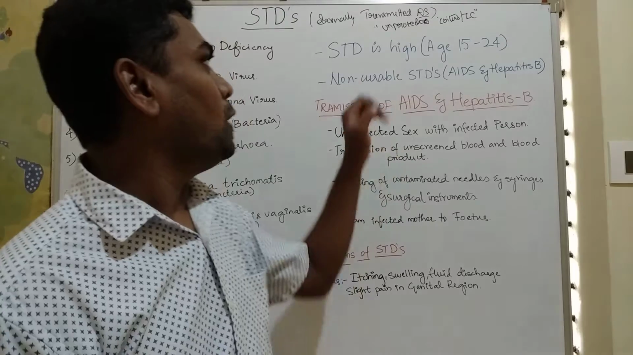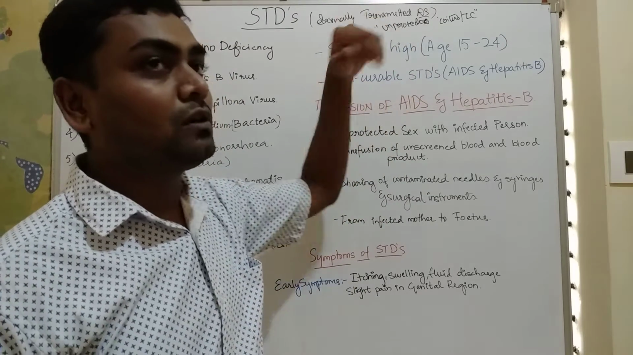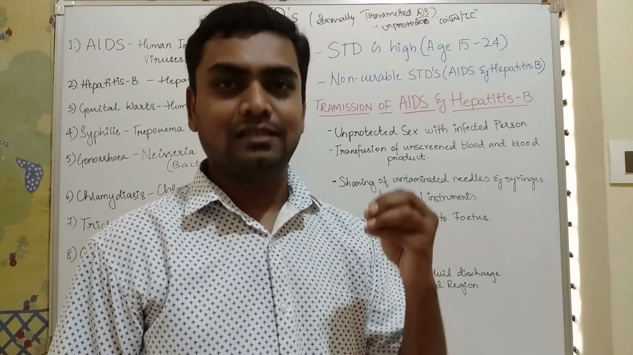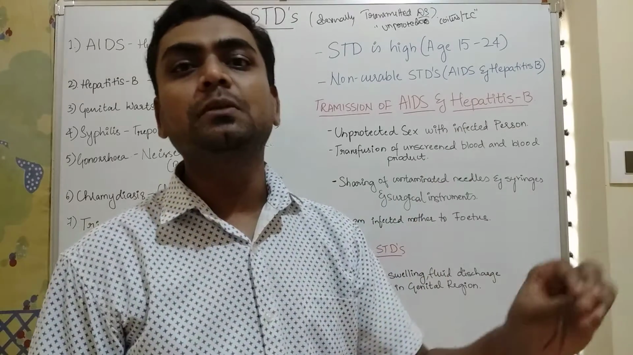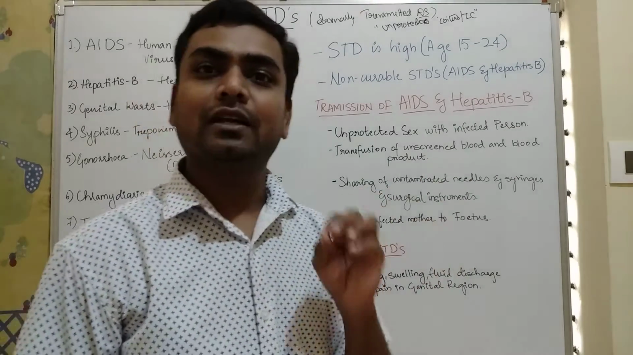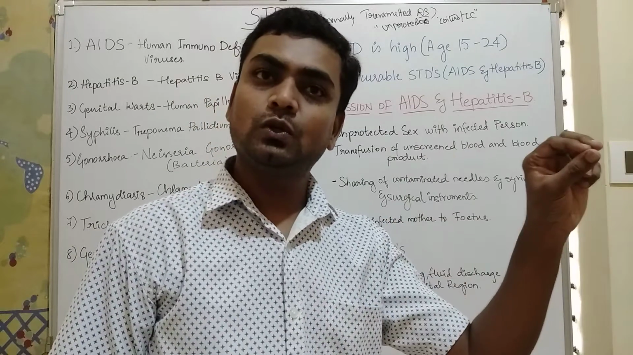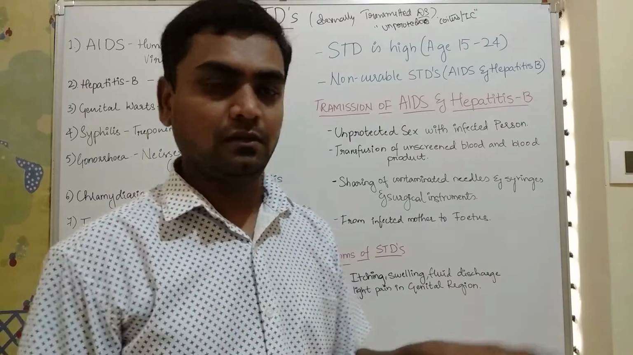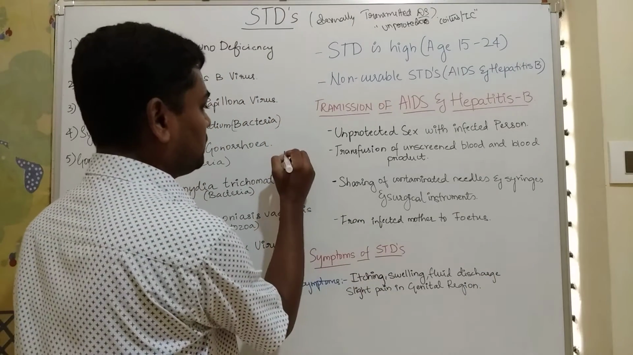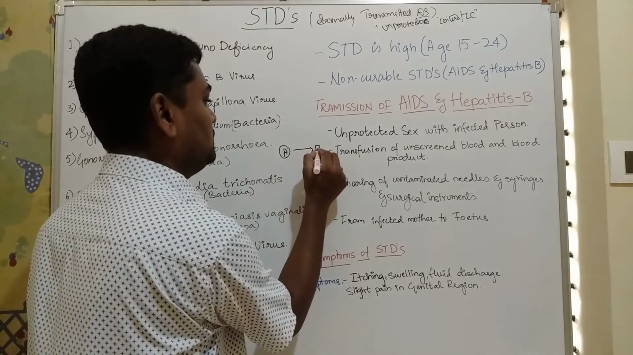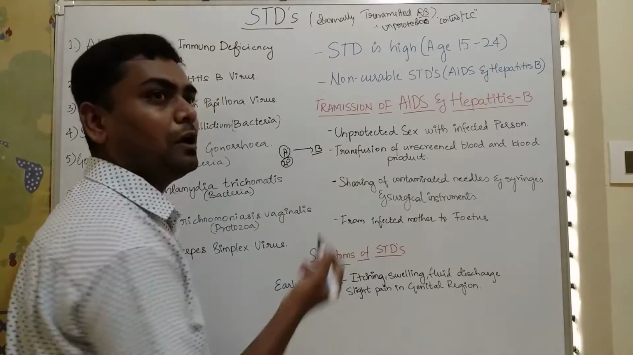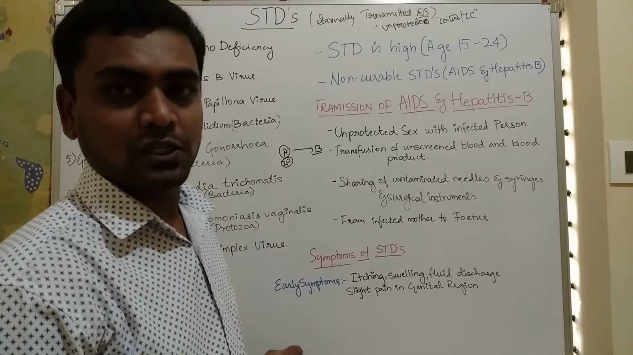Okay, coming to the point, sexually transmitted diseases are usually transmitted from A person to B person. A person should be an infected person. This is transferred to the other person, who may be infected or non-infected. He may or may not be an infected person.